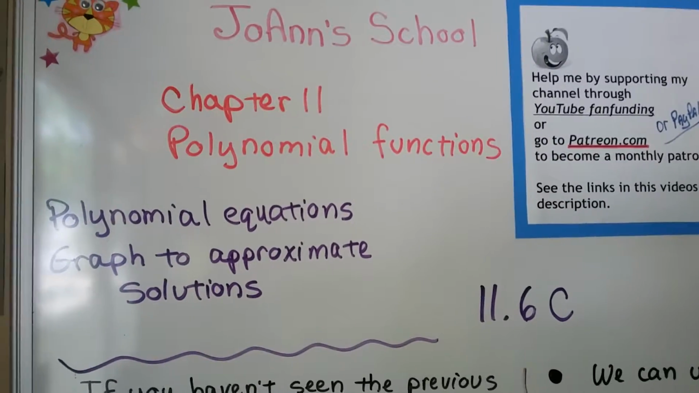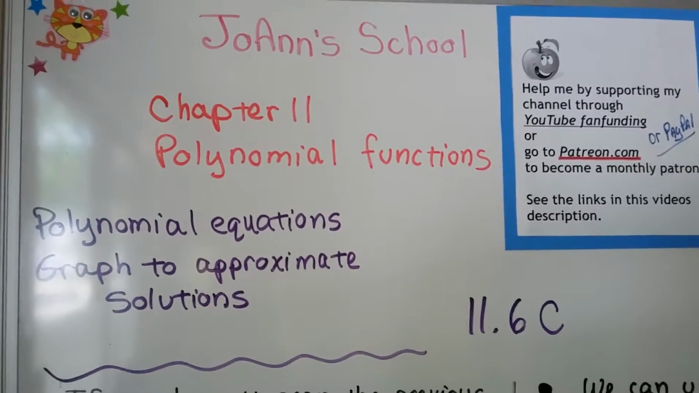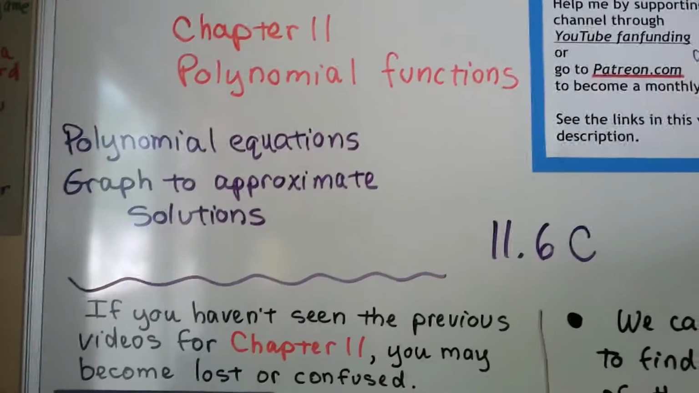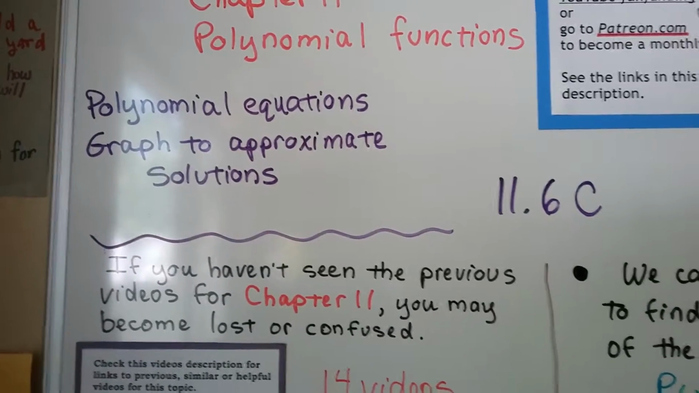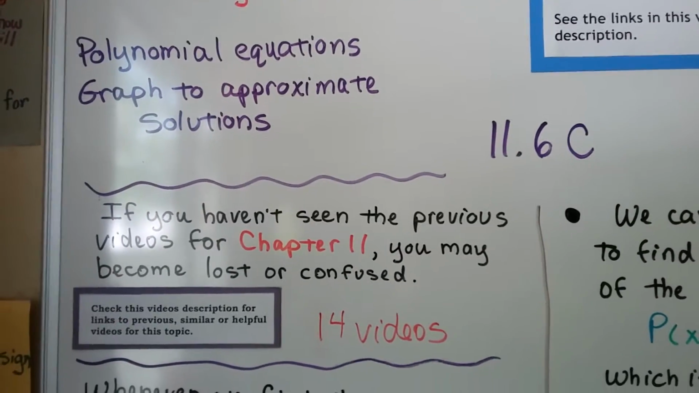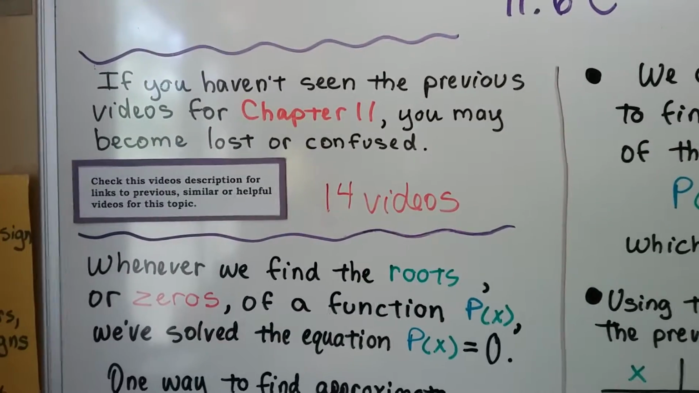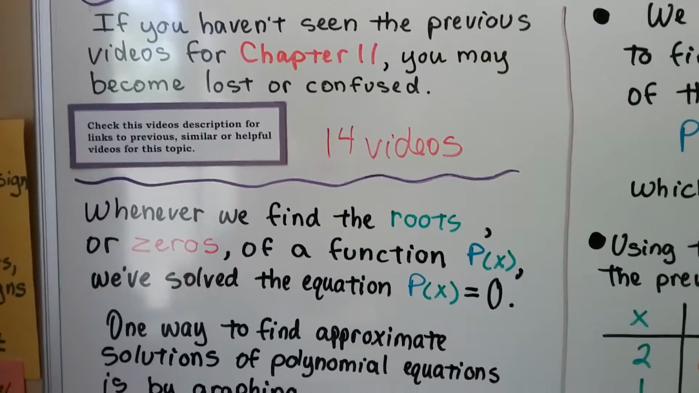This is 11.6c. We're going to talk about polynomial equations and how to graph to approximate solutions. In the last video, 11.6b, we talked about making a table of values by using synthetic division. And there are 14 previous videos for this chapter now, and you can go to them by clicking the description.